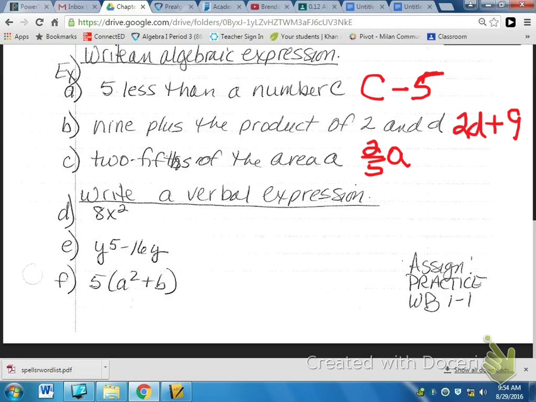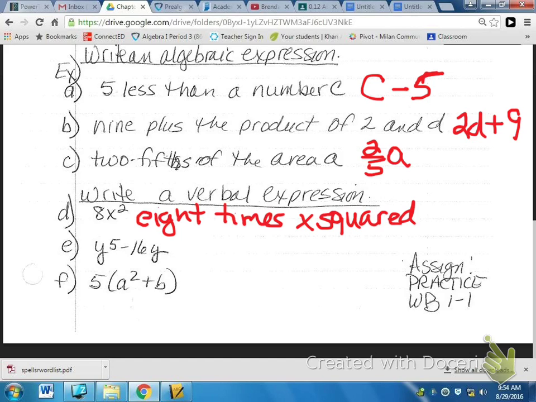Let's go 8 times x squared. You could say 8 times x to the second power also. All right.